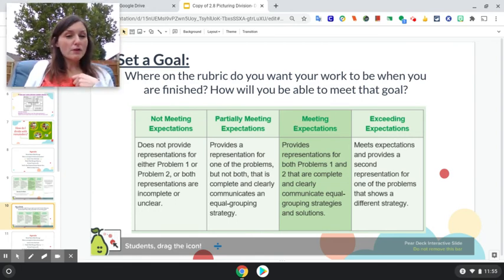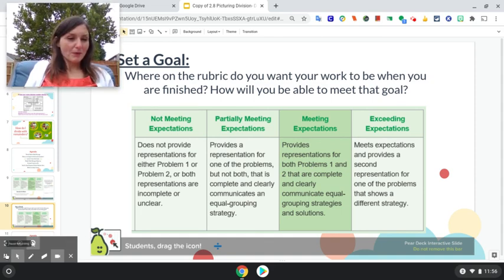I'm going to model for you in just a second how I would solve a similar problem, trying to think about some of these pieces on the rubric, so that you know what to do when you go on your own. All right, see you in a minute.